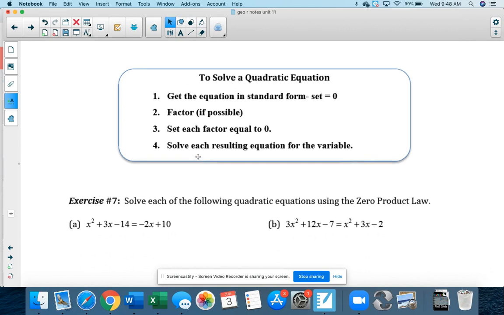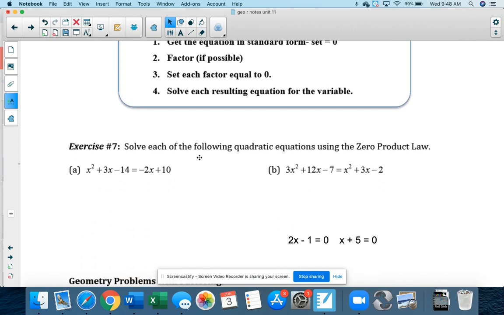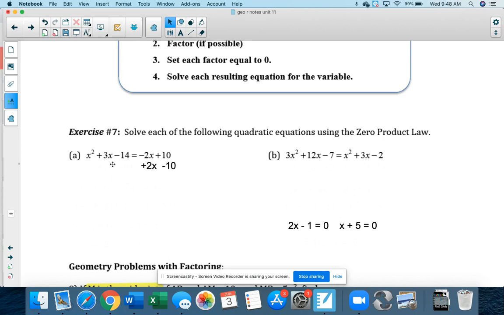So let's look at how you did it back in algebra. So x squared plus 3x minus 14 equals negative 2x plus 10. So I want to bring everything over to one side. So I'm going to take this negative 2x and I'm going to add 2x, and I'm going to take this positive 10 and I'm going to subtract 10. Whatever I do to one side, you have to do to the other side. So on the left side, I have x squared, 3x plus 2x is 5x, and negative 14 and negative 10 is negative 24. On the right side, these all cancel, which was my intention, and I have 0.